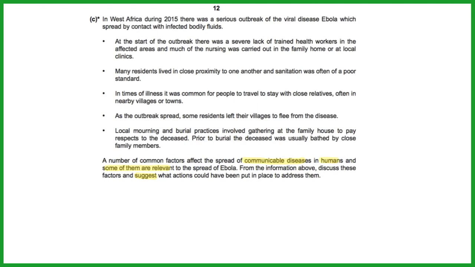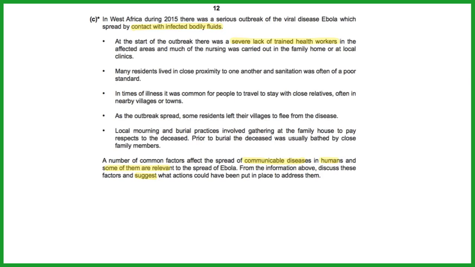So it says in West Africa during 2015 there was a serious outbreak of the viral disease Ebola. You don't need to know anything about Ebola, but they do tell you it's spread by contact with infected bodily fluids. That's really important. And then looking at the individual bullet points. At the start of the outbreak there was a severe lack of trained health workers. So perhaps an action to improve that would be to train more health workers.